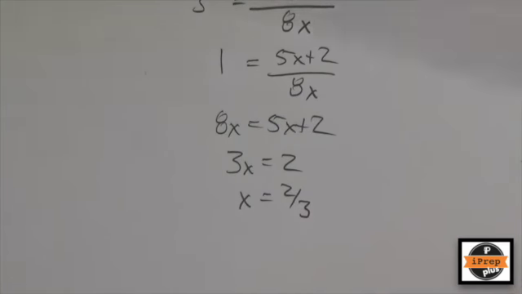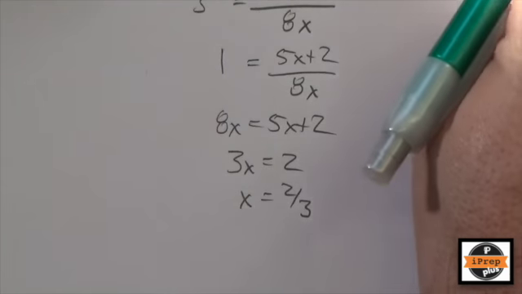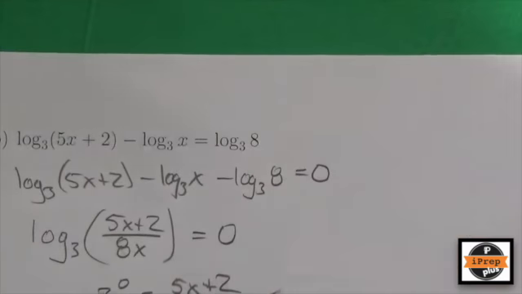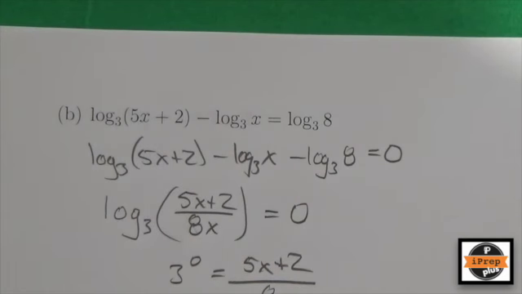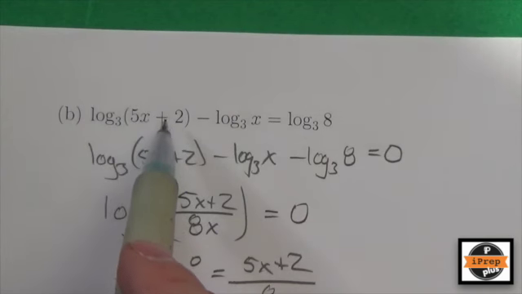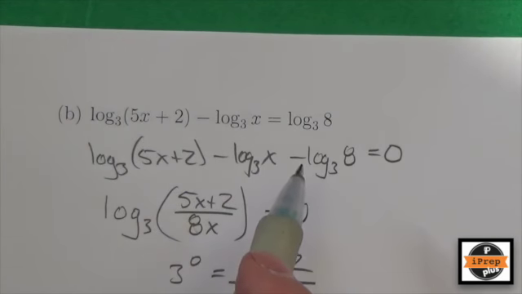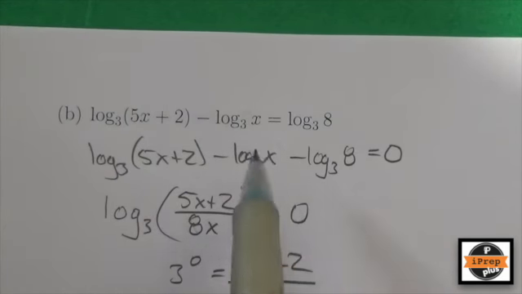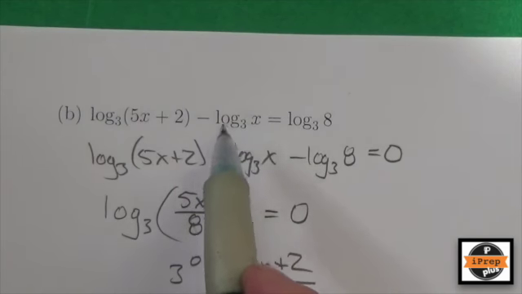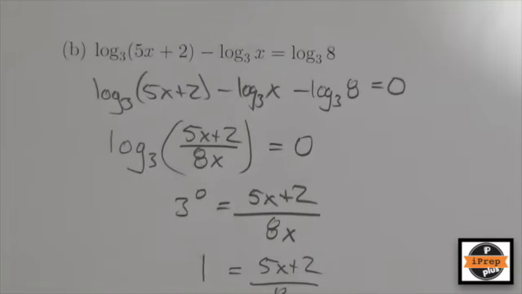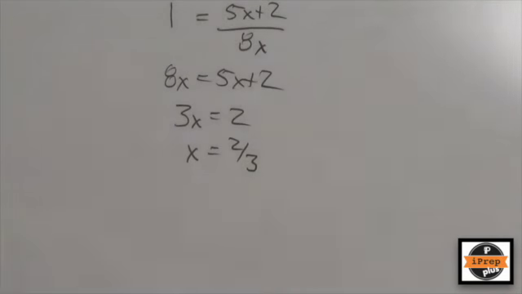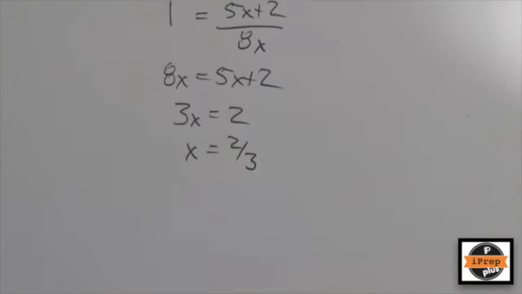Now, but let's check and see does it work? So let's take that 2/3 and go up to the original equation. 5 times 2/3 is going to be 10/3 plus 2. Well, positive plus a positive will be positive. That's going to work. 2/3 is positive, so I can take the log of 2/3. That's not a problem. So that's not leading me to take the log of a negative. That's an acceptable answer.